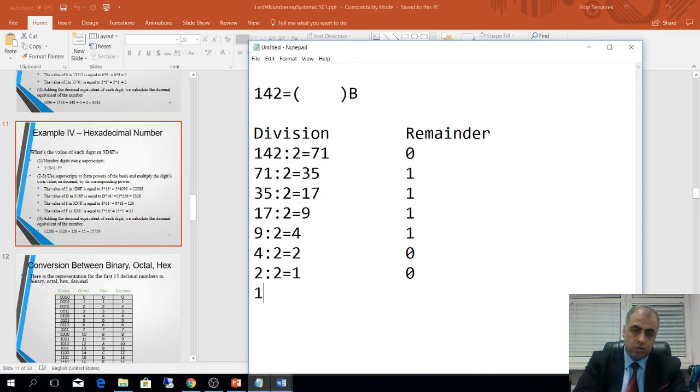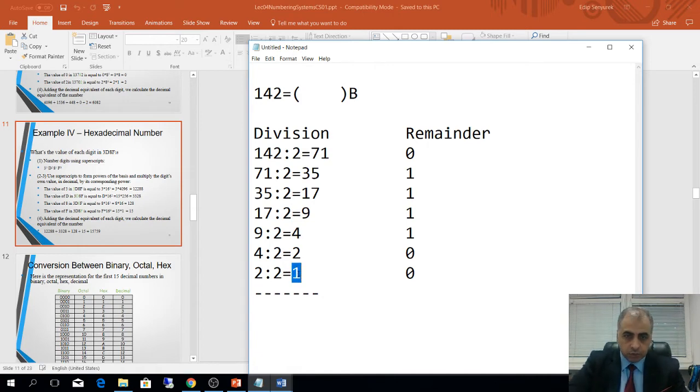And can you divide 1 by 2? Of course it is not possible. That's why we stop dividing here. So this is the result. If you can see the mouse shape, starting from the last digit, you are going to go up. Here is 1, coming from here. Here is 0. Let me put all of them here.